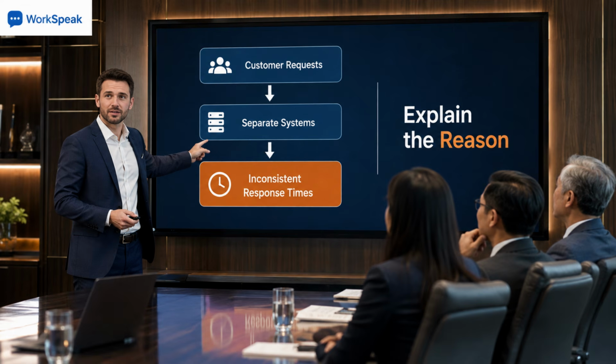Function 2. Explain. Teaching note. After introducing the topic, explain why it matters. Give the reason before giving conclusions.